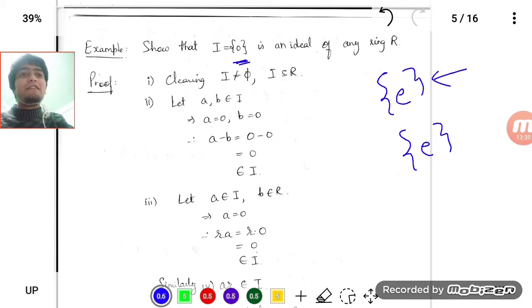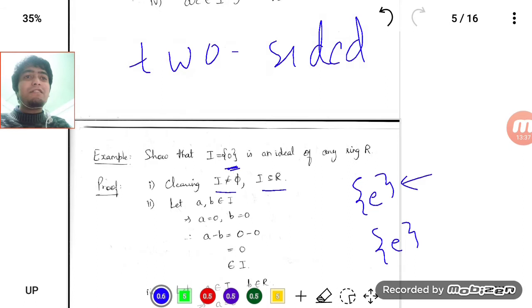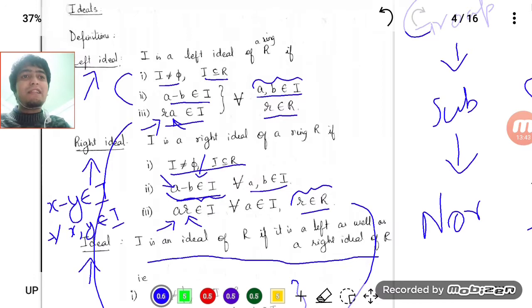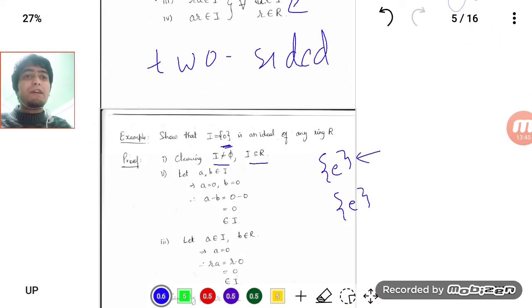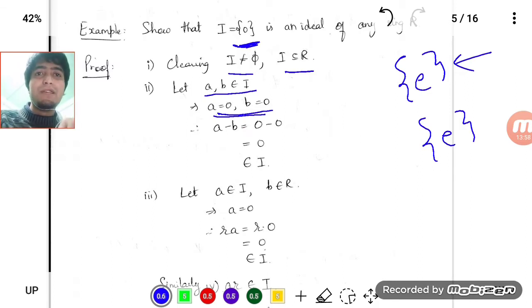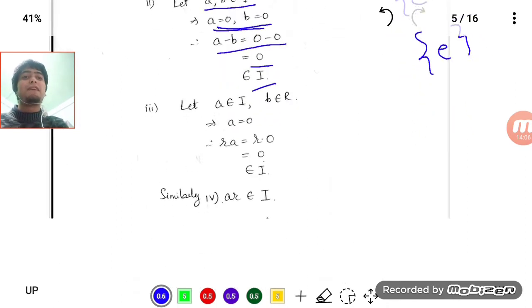So let's see. Clearly, it is non-empty, and it is a subset of R. That is clear. To prove the second condition for a left ideal, remember, we start with let a and b belong to I. So that is what we are doing here. Let a and b belong to I. We need to show that a minus b belongs to I. But I contains only the element 0, so a equal to 0 and b equal to 0. a minus b will be equal to 0, hence it belongs to I.